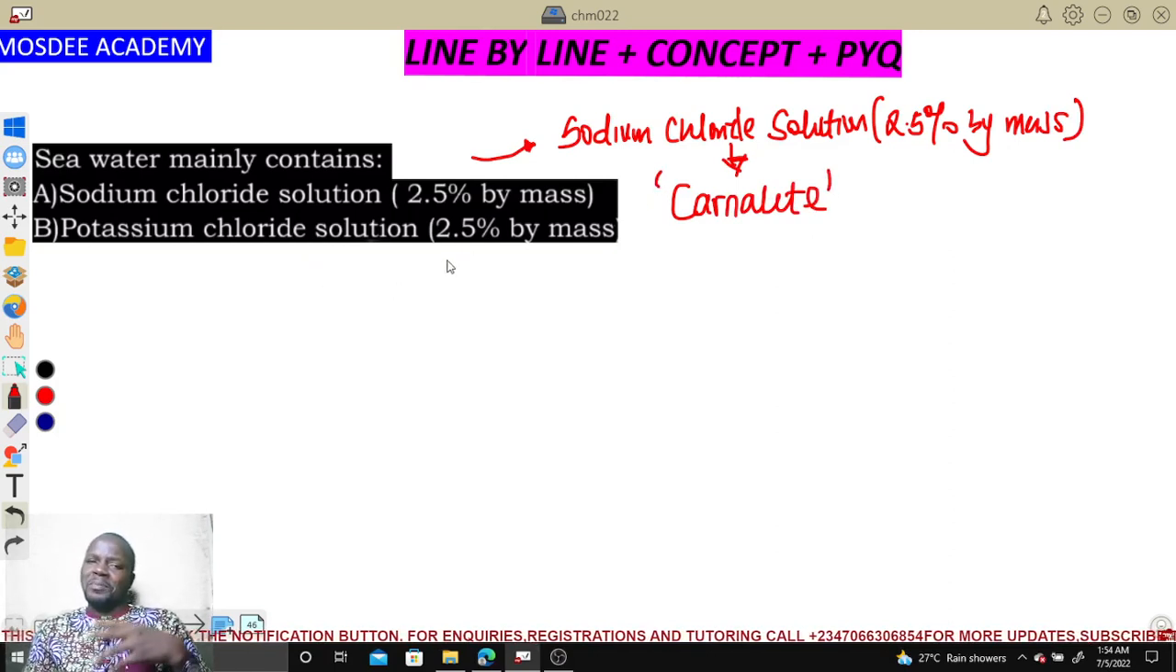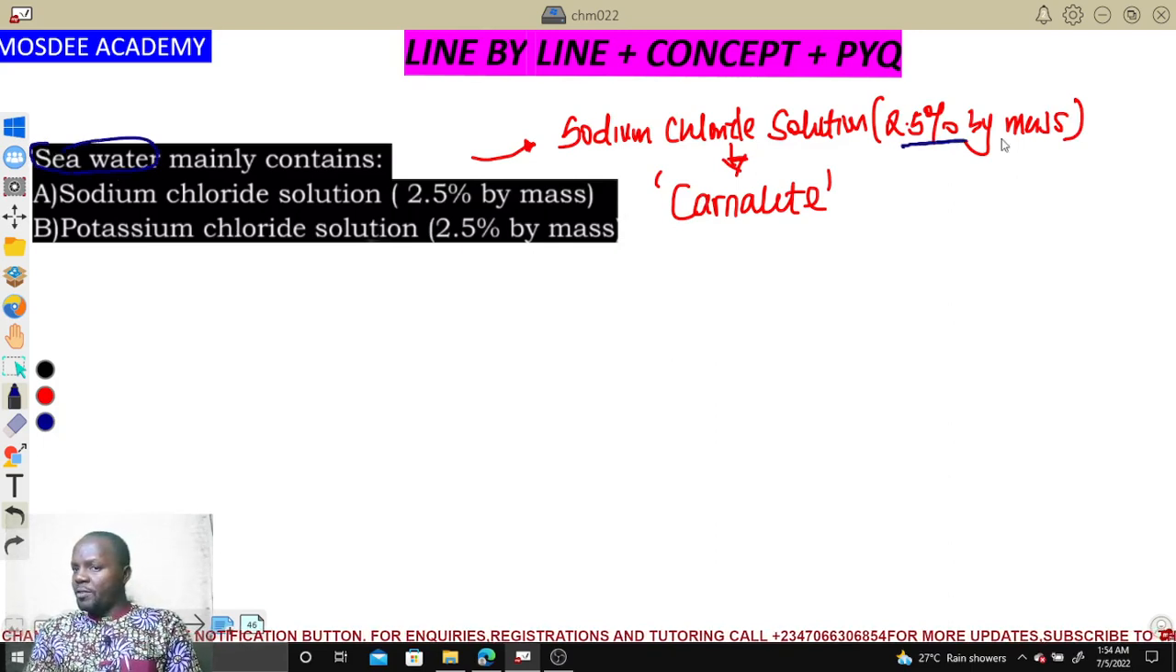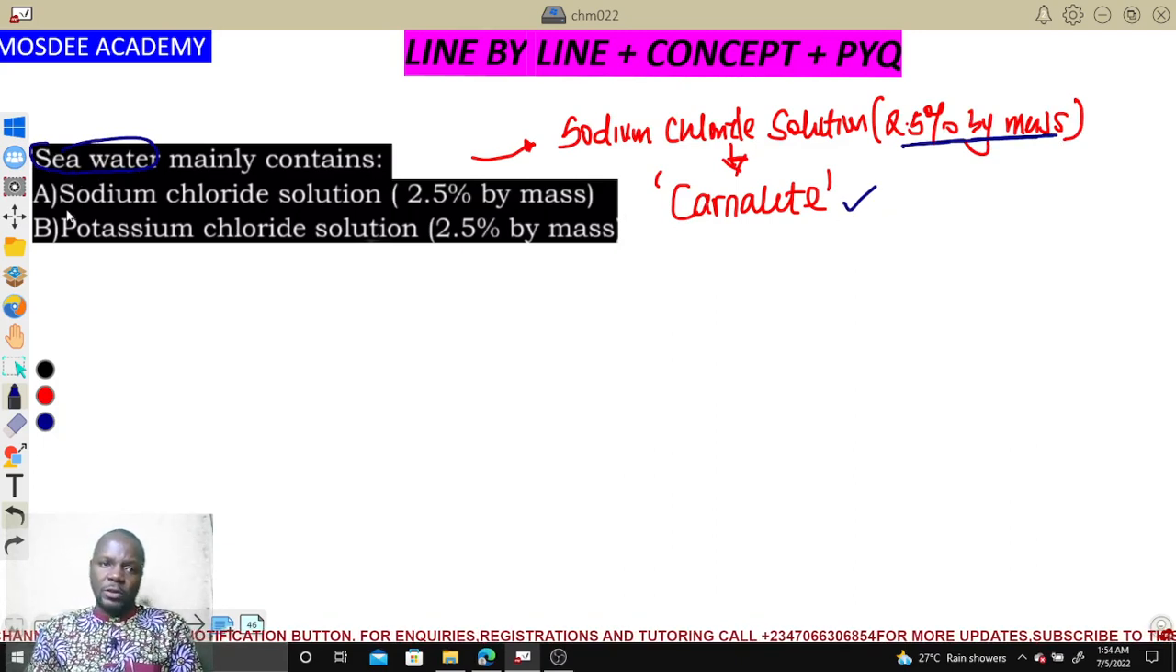Carnallite is just a mixture of magnesium chloride and sodium chloride with 6 molecules of water. So you just need to keep that in mind because sometimes you might come across that. So most seawater contains sodium chloride of about 2.5% by mass mixed with carnallite. So keep that at the back of your mind. So the correct answer to this, even though the answer is not up to D, the answer is still there. This is the correct answer to that. We can move to the next one.